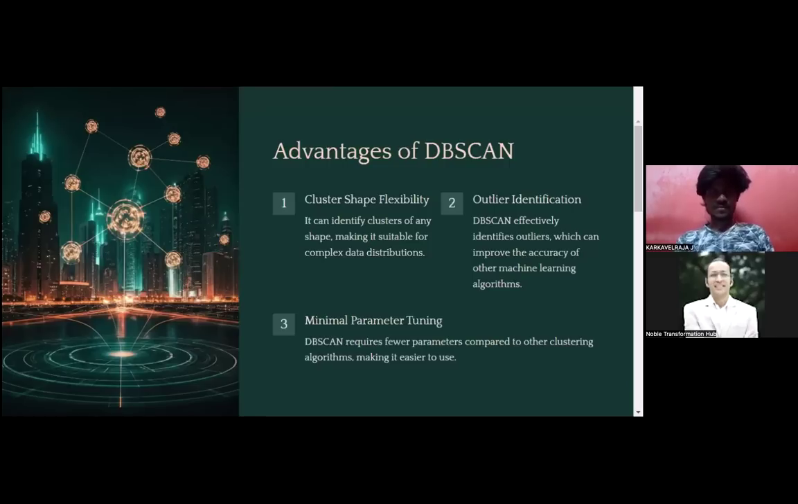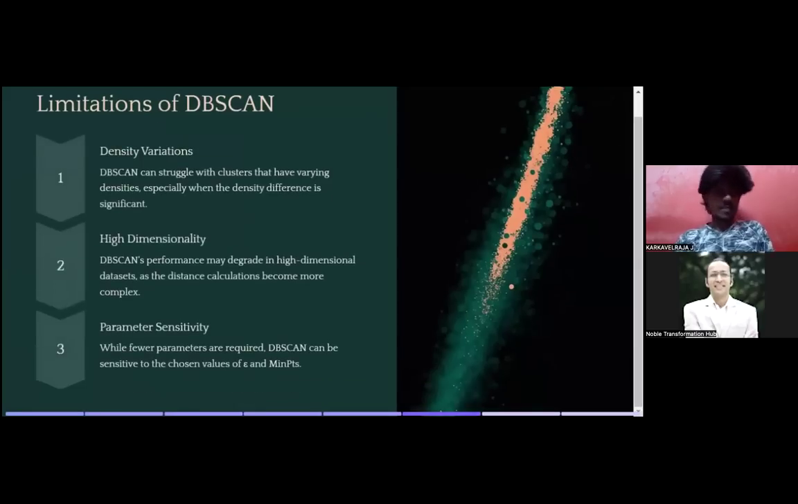What are the limitations of DBSCAN, guys? It's two sides of a coin. Whenever we have advantages, there are going to be some disadvantages of the algorithm. Every algorithm has its own pros and cons. First is density variation. DBSCAN can struggle with clusters that have varying density, especially when the density difference is significant. Since it is a density-based clustering technique, whenever the density changes, it starts to misbehave. That is one of the disadvantages of this model.